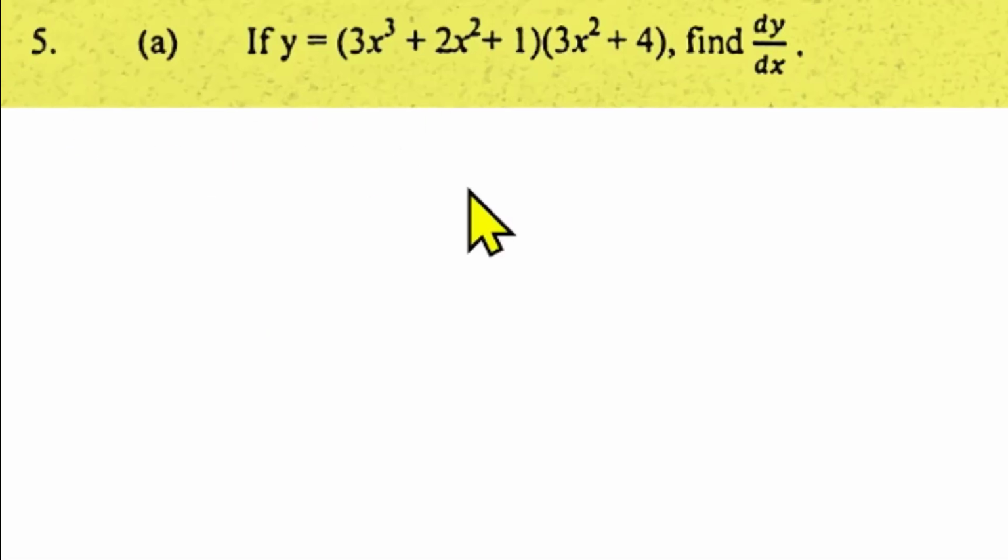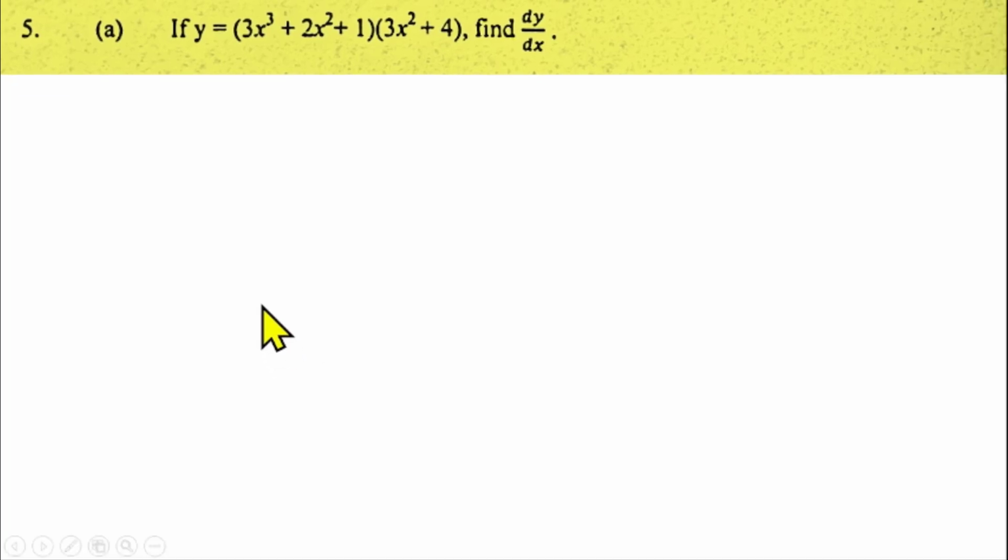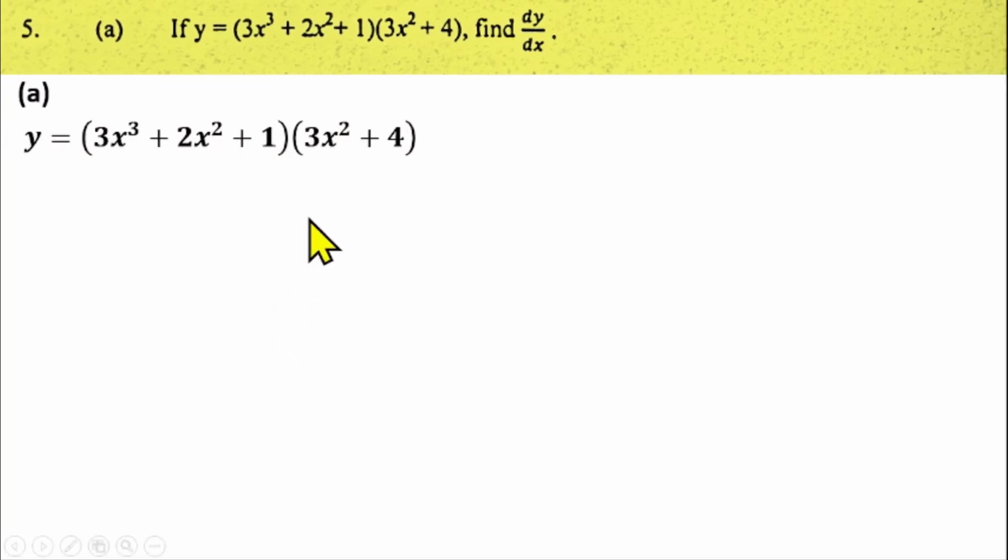Then question number 5 is differentiation. If y is equal to 3s cubed plus 2s squared plus 1, multiplied by 3s squared plus 4, we have to find dy/ds. So we have this function multiplying another function, and when we have a function multiplying another function in differentiation, then you use the product rule. Although, since they don't ask us to use a particular rule, if you expand these brackets, you can also differentiate normally. But to help your understanding, since we have a function multiplying another function, you can use the product rule in that case.